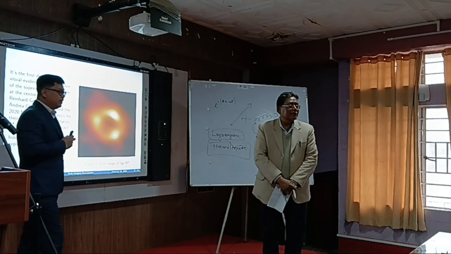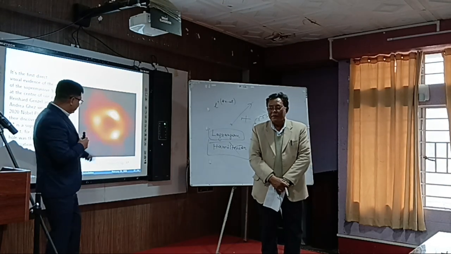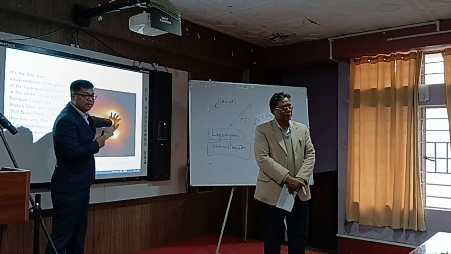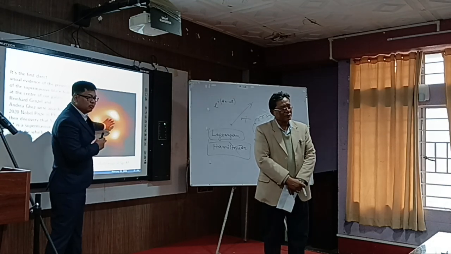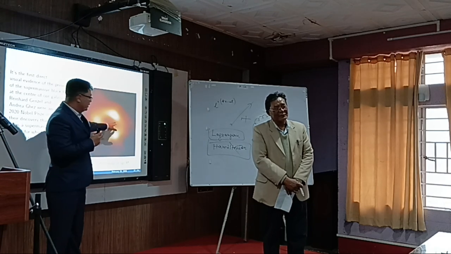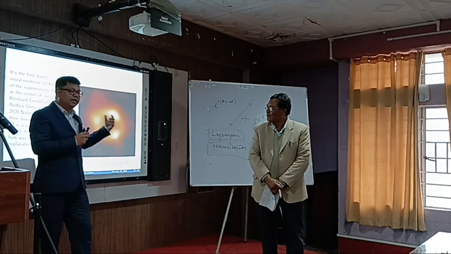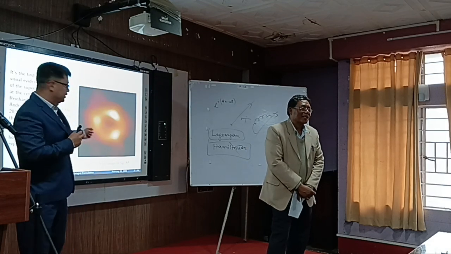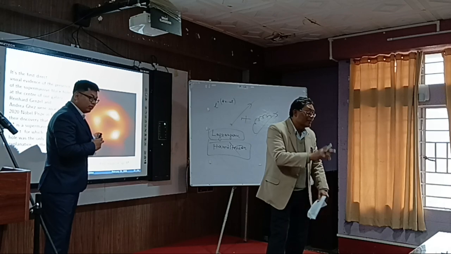So let me try to clarify, sir. The event horizon is inside the shadow region. What we see is outside the event horizon. We do not see the event horizon itself. The light is bent by gravitational lensing. So this light is from sources outside.